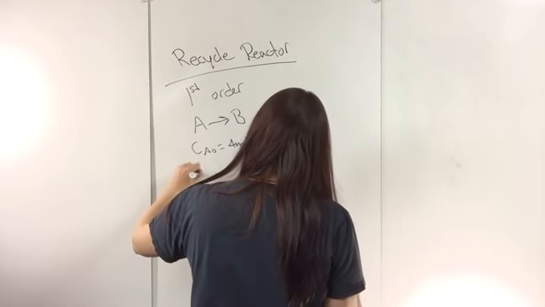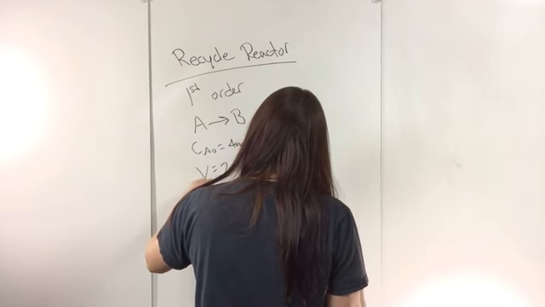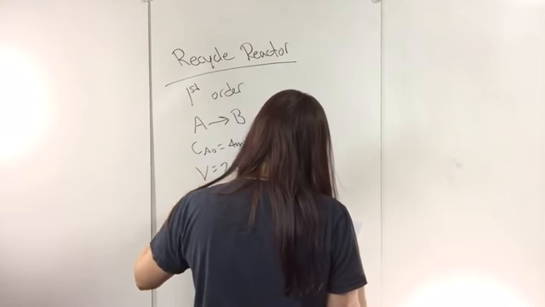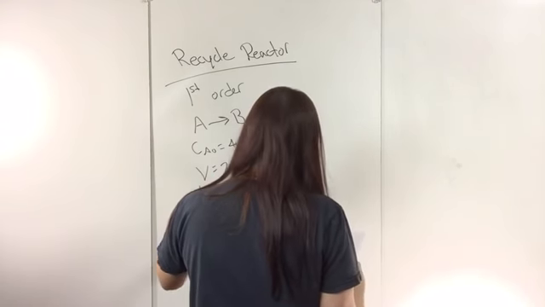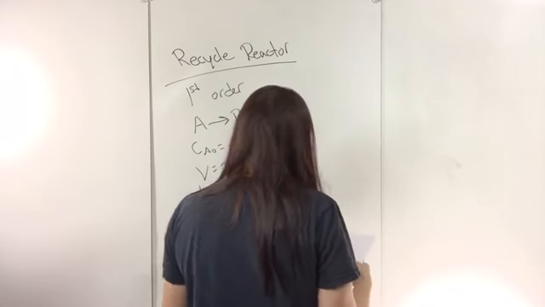Recycle reactor. So this is a first order A to B. Ca naught is equal to 4 moles per liter. V is equal to 200 liters. V naught is equal to 20 liters. R, which is the recycle ratio, is equal to 5. X is equal to 0.6.